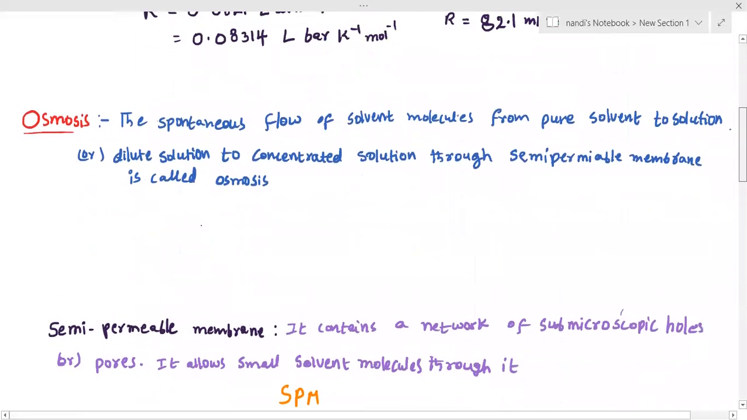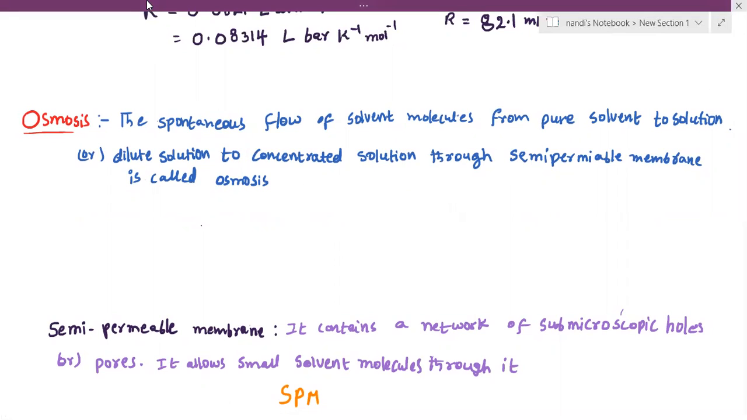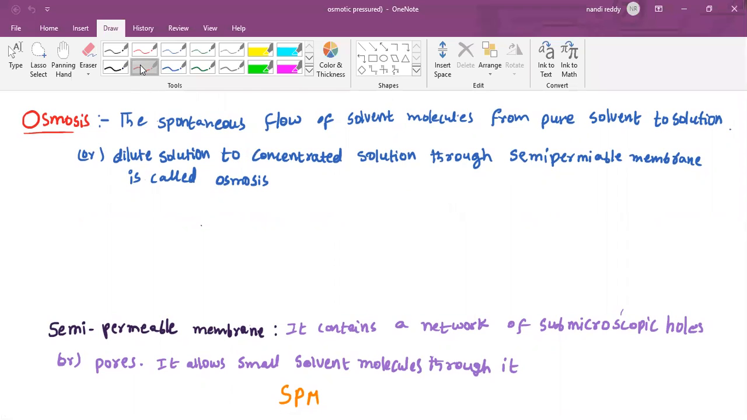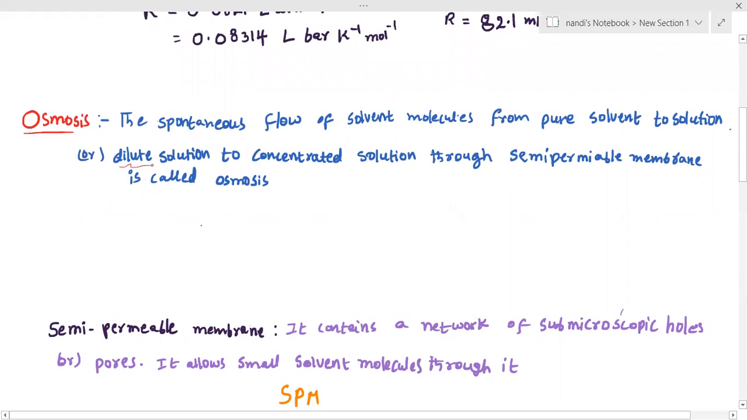So you can see here osmosis: the spontaneous flow of solvent molecules from pure solvent to solution, or dilute solution to concentrated solution. Please just underline dilute solution to concentrated solution through a semi-permeable membrane.